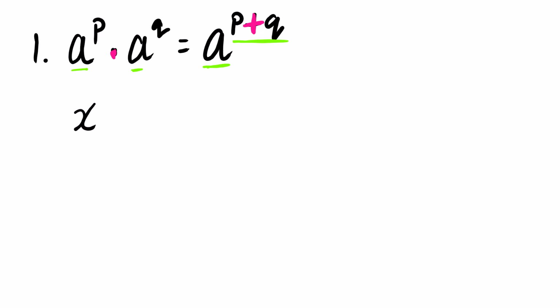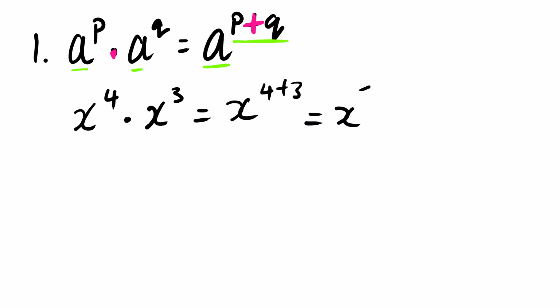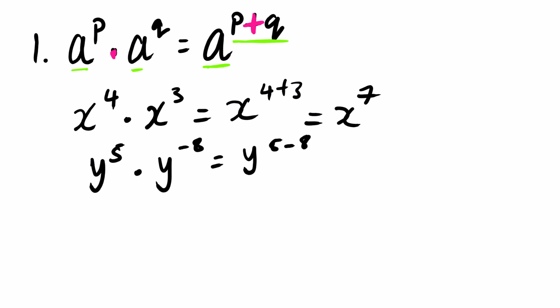For example, x to the power 4 multiplied by x to the power 3. The answer will be x raised to the power 4 plus 3, which is x to the power 7. Another example, y to the power 5 multiplied by y to the power negative 8. Our answer will be y to the power 5 minus 8, which equals y to the power negative 3. So that is the first law of exponents.